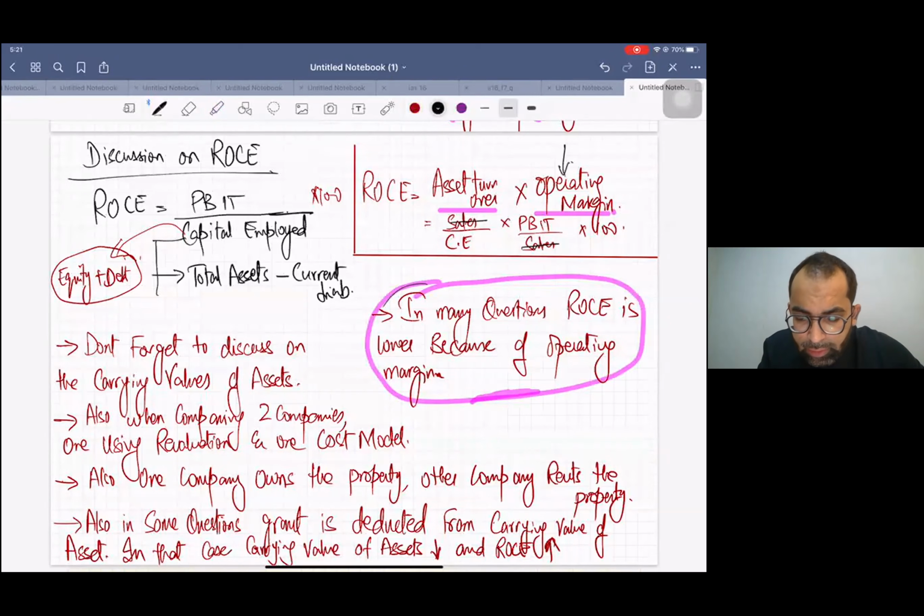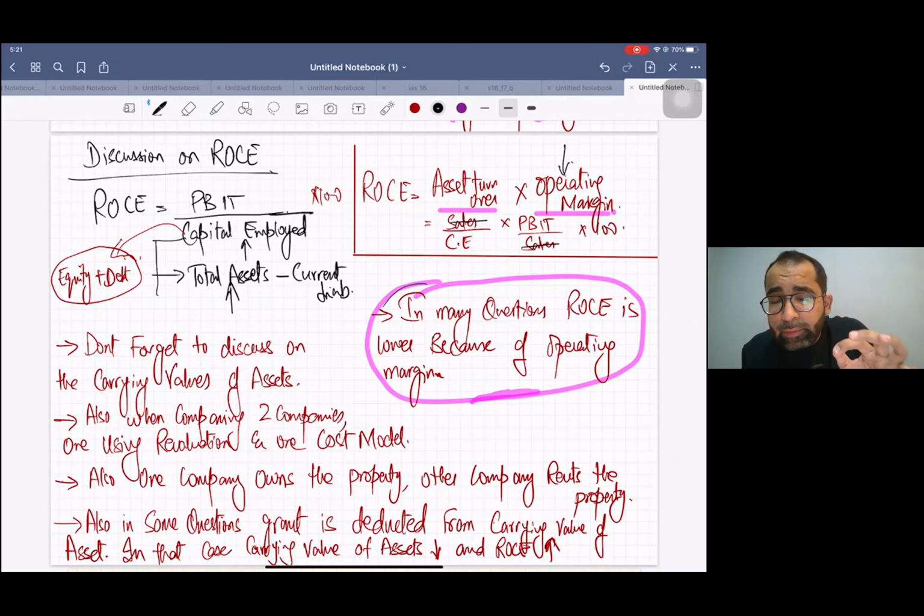Listen, just think, if the total assets are overstated, your capital employed will also be overstated. Please be very careful. When capital employed is overstated, since capital employed is in the denominator, your ROCE may go down. Your return on capital employed may go down. So this is one of the reasons.